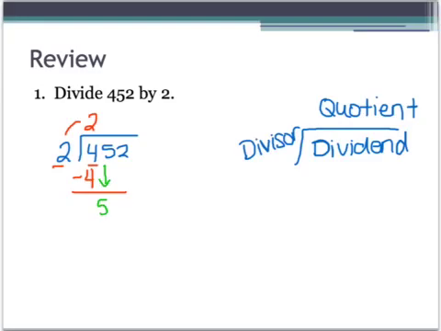So I have 5. Well, then how many times does my divisor, 2, go into 5? Evenly. And that's also 2. So then I take 2 times 2, I get 4. You always do subtraction. 5 minus 4 is 1. And then I go and I drop down my next term.